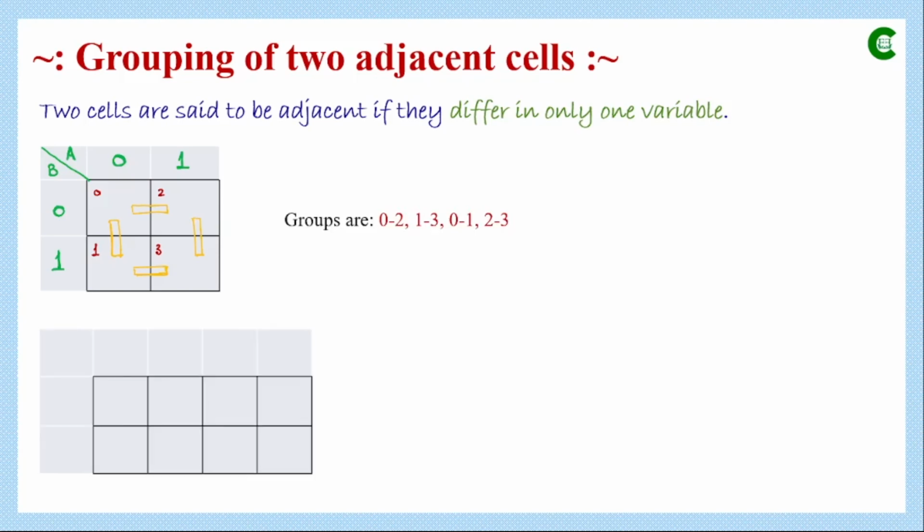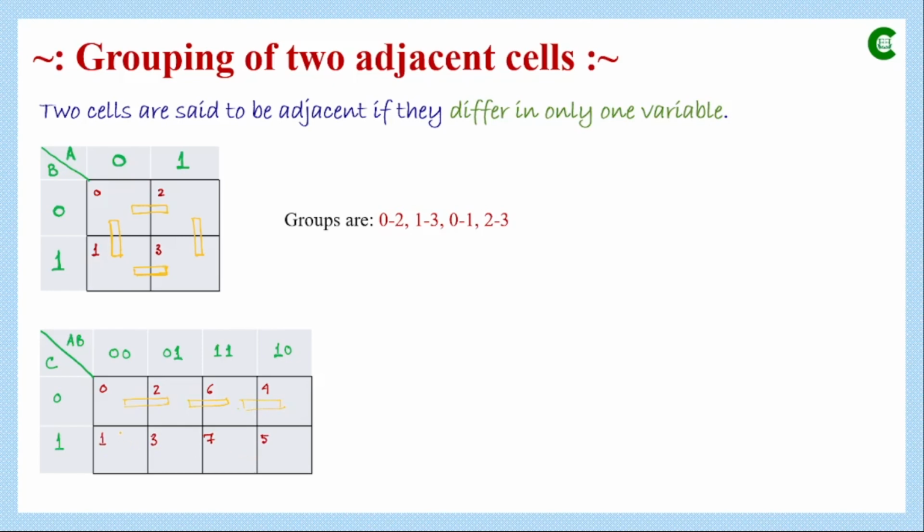Now if we move to the 3 variable K-map where we have 8 cells, then the possibility of combining or grouping 2 adjacent cells will definitely be more. So here if we go horizontally, then 0 and 2 are adjacent cells, 2 and 6 are also adjacent cells, 6 and 4 are adjacent cells, likewise 1 and 3, 3 and 7, 7 and 5 are adjacent cells.